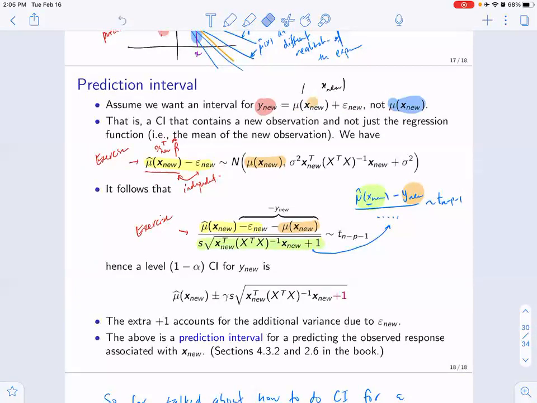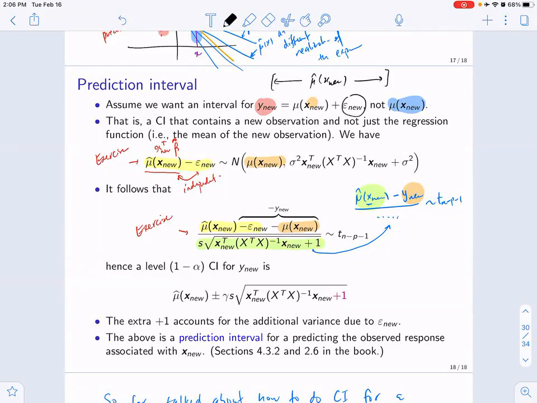But the y mu has an extra piece of noise here. And so if you want to build a confidence interval for that, for this guy instead of this guy, then your confidence interval would have the same center if you go through the calculation, but the length would be bigger. So you'd have to account for this extra variability caused by this.